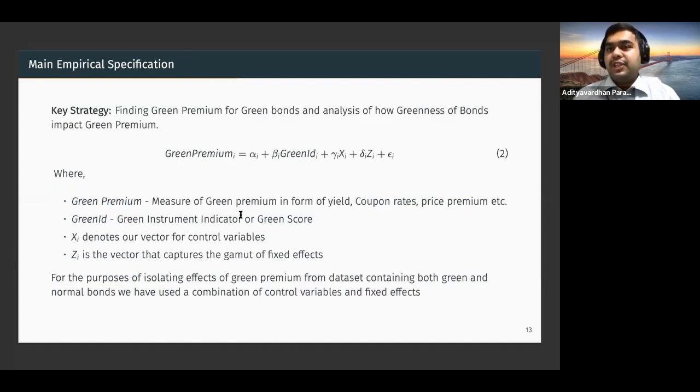So our empirical specification has green premium as our key dependent variable. We use green ID as our key explanatory variable, which might contain the green instrument indicator or the green score. The green instrument indicator identifies whether this bond is green or not, and the green score is the unique score which we have developed using cosine similarity. Now Xi and Zi denote the control variables and various fixed effects, or combinations of fixed effects, that we have used in different specifications of this baseline equation.